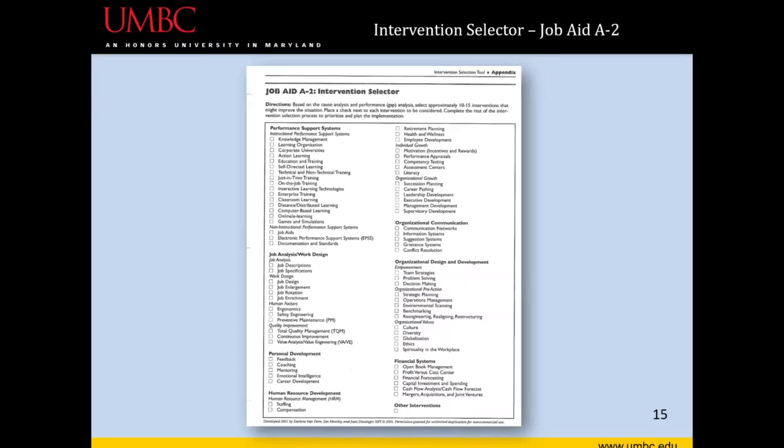Now, you may be wondering how in the world you're going to remember all these different interventions that are available. Well, in your course materials in Blackboard under Week 7, you will find this 1-page intervention selection guide. Now, it's a little hard to see, but there are 7 categories of interventions to choose from: performance support systems, job analysis and work design, personal development, human resources development, organizational communication, organizational design and development, and financial systems.